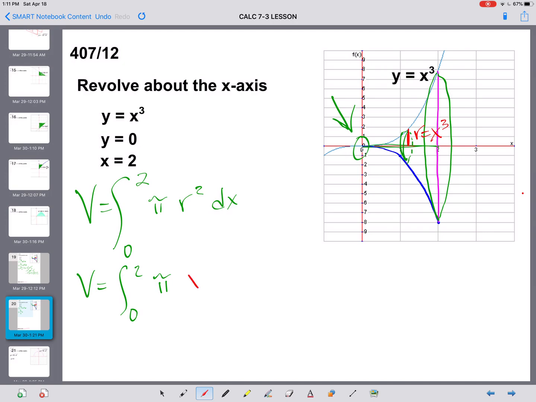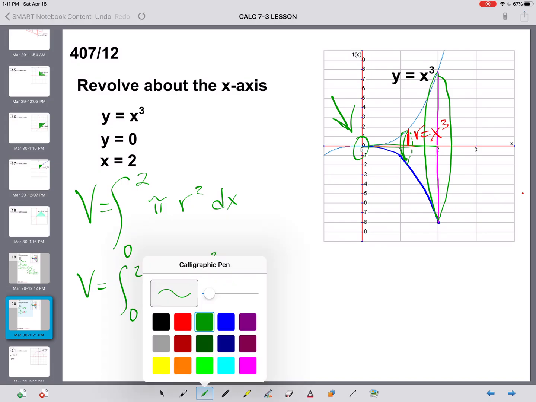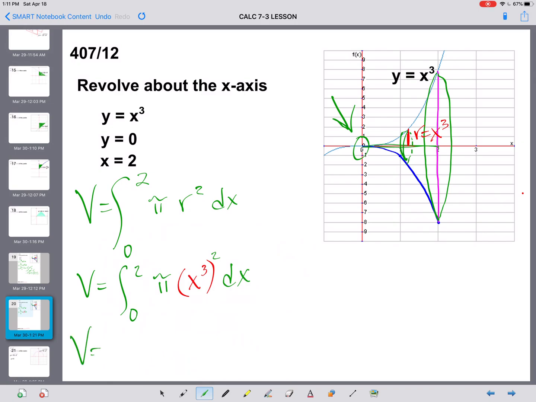Now watch. It's going to be x to the third quantity squared. Okay, then we got the dx. There you go. Okay, next step. Pull the pi out front. We've got the integral 0 to 2. Now, x to the third squared. That's going to be x to the sixth dx. Nice. Here we go. We got pi.